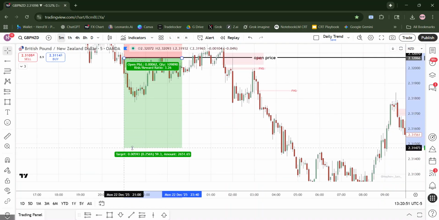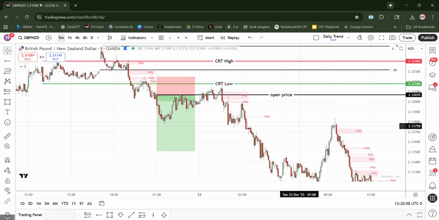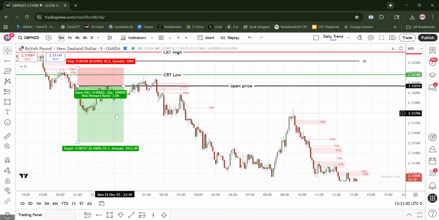And let's try to get a 1 to 3. So that's about right there. We would have got that. So it's about a 55 pip take profit. That did hit. It did go for more than that as well. But that's one way that you can go ahead and take the trade based on this breakout.